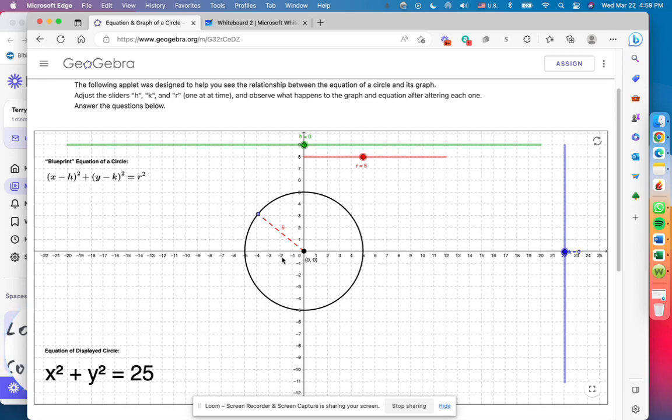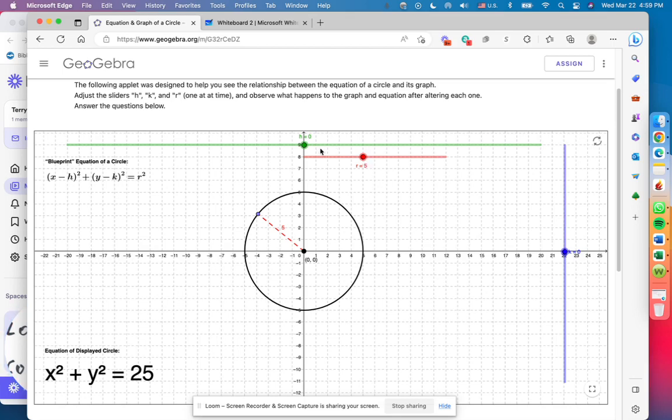Note, if I look over here at this circle, my center is (0, 0). My radius is 5. So that means that this equation is, because remember, it's x minus h. Well, h is 0. So x minus 0 is just x. y minus 0 is just y. So the equation of this circle is x² + y² = 25. Because r is 5, 5 squared is 25.